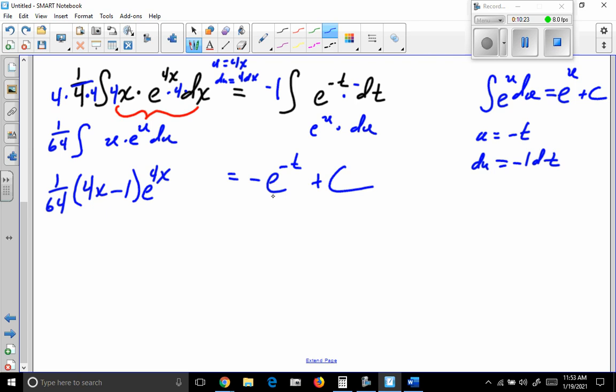And then in my math lab, they ask us to solve this for c. It asks us what is c equal. So we can add e to the negative t to both sides.